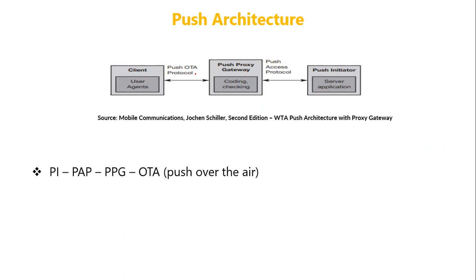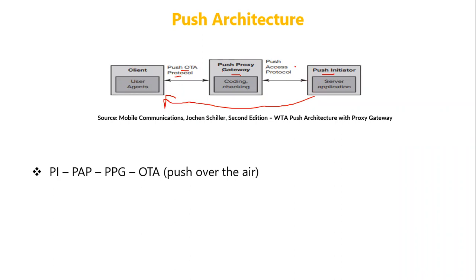The push access protocol controls communication between PI and PPG. The push over the air protocol is used between PPG and the client. If the PI is able to use the push OTA protocol, then it can even communicate directly with the client.